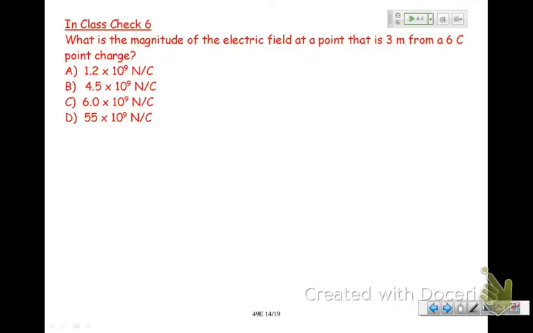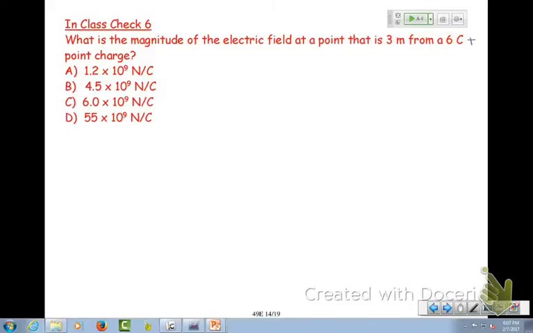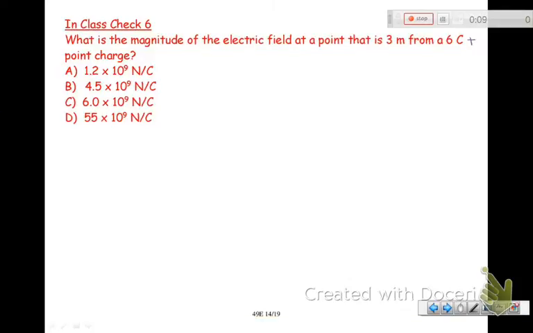What is the magnitude of the electric field at the point 3 meters from a 6 coulomb positive point charge? Can you have a go at that for me, please? So draw yourself a little diagram. I'll start you off. So magnitude of electric field at a point which is 3 meters away.